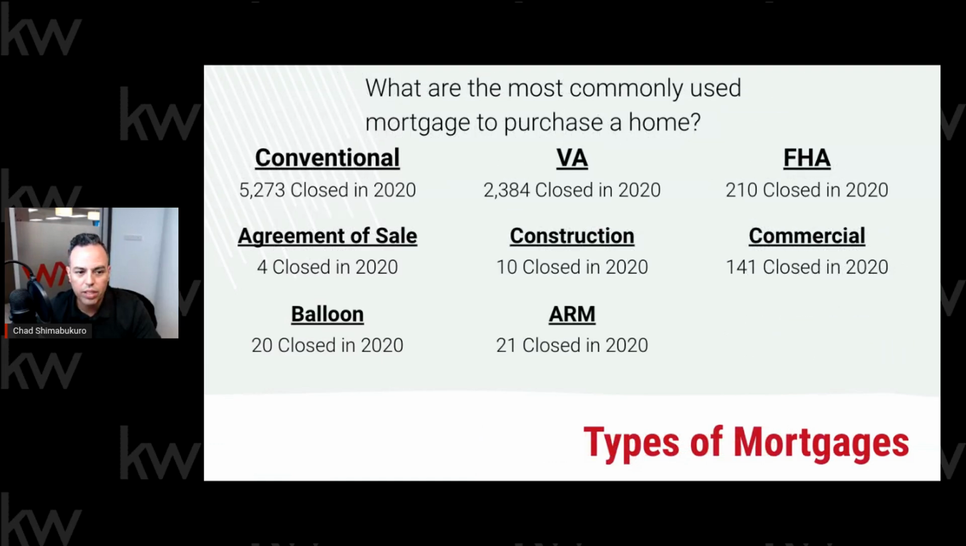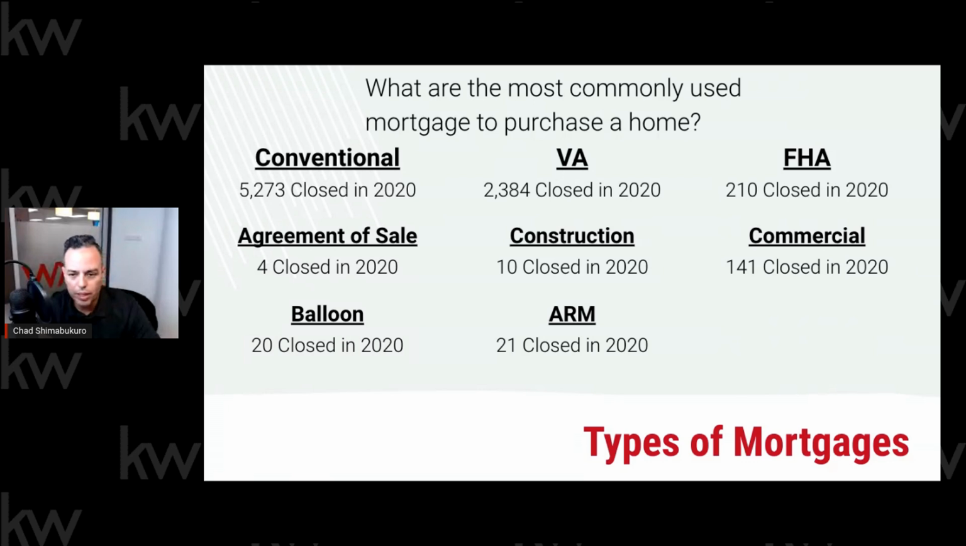I love statistics, specifically talking about Honolulu. So those of you that are watching or tuned in outside of Honolulu, this is not applicable to you. This is only for Honolulu. But conventional actions, purchases specifically, not refinances, that closed in 2020 was a little over 5,200. For VA, over 2,300. That's a pretty sizable number.